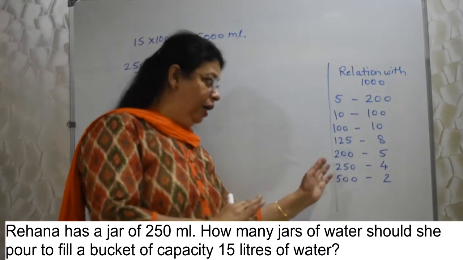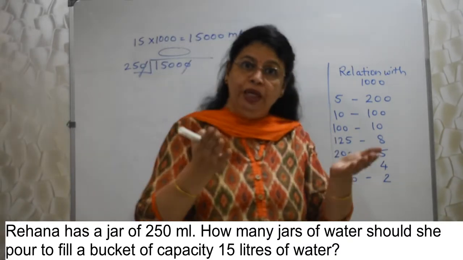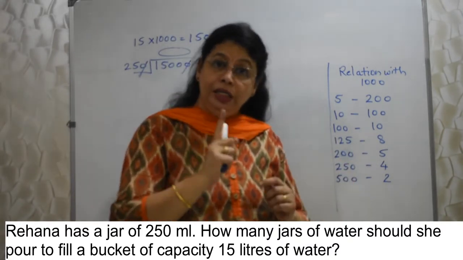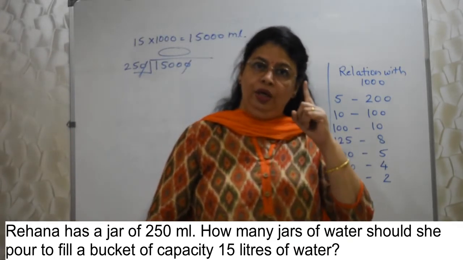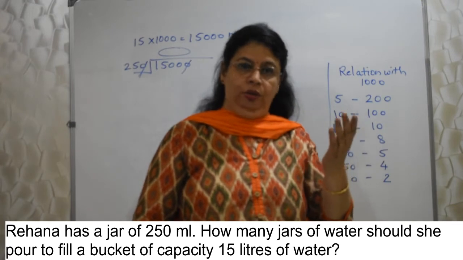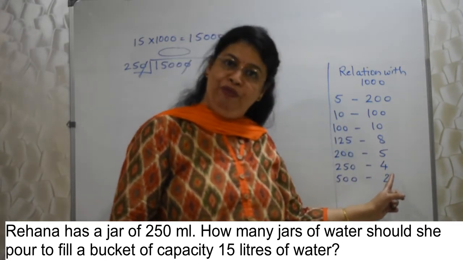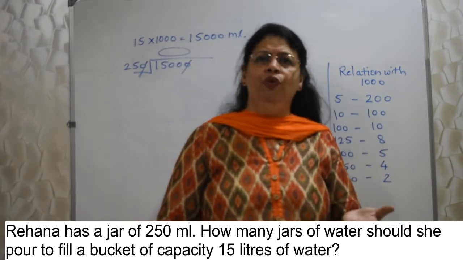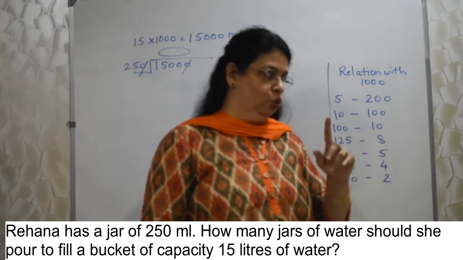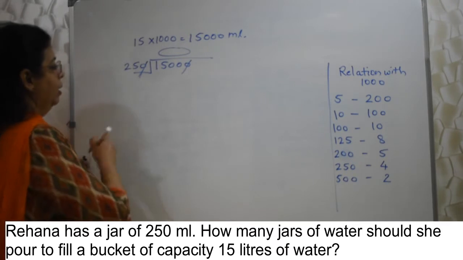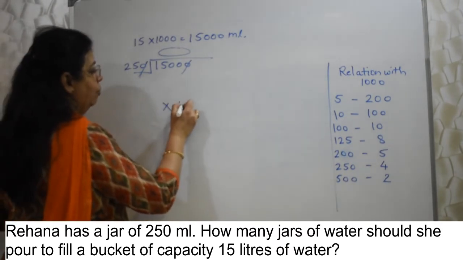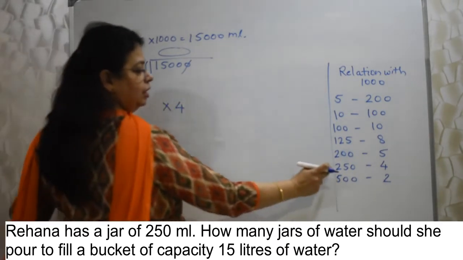15,000 divided by 250. 250 is such a big number to divide. Instead of that, if I have one other route by which I can multiply by 4, multiplication by 4 is very simple. So this thing can be replaced by multiplication by 4. Why? Because 250 has a relation of 4.